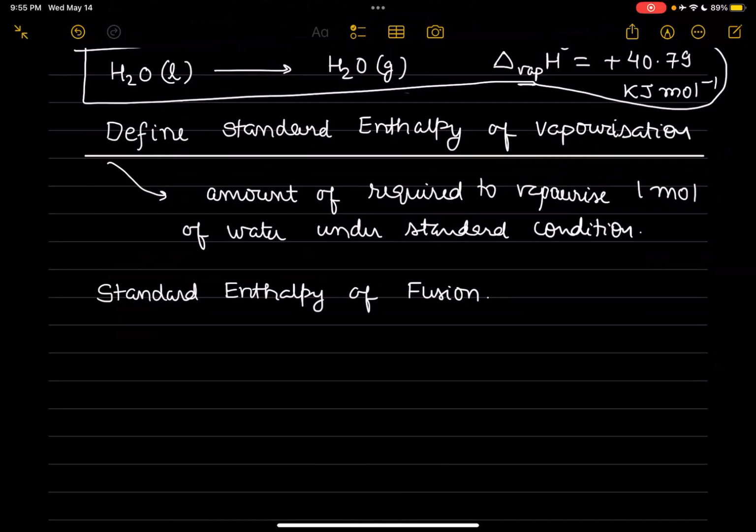Standard enthalpy of fusion. What do you mean by that? What do you mean by fusion? Fusing together, combination, mixing. Yeah, fusion means that also, when two things are fused together. But in chemistry, fusion means melting.